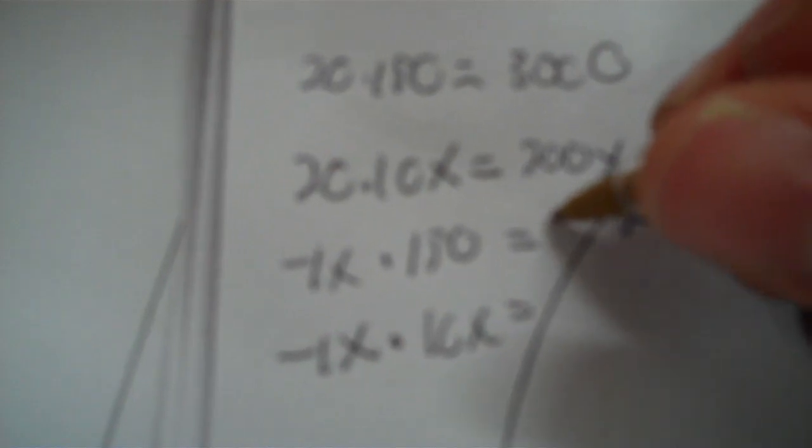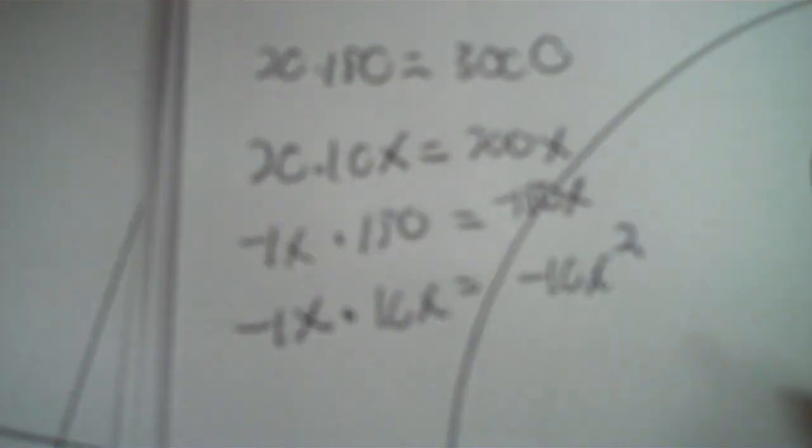So 20 times 150, 20 times 10x. Now if you don't put negative 1x, it's done. Okay, you have to get the 1x in as a negative. So see, when I'm multiplying something with a minus in front of it, it's a negative value. So 20 times 150 is 3,000. 20 times 10 is 200. Negative 1 times 150 is negative 150, and then negative 1 times 10 is negative 10x to the second. So negative 10 is your x second, remember negative.